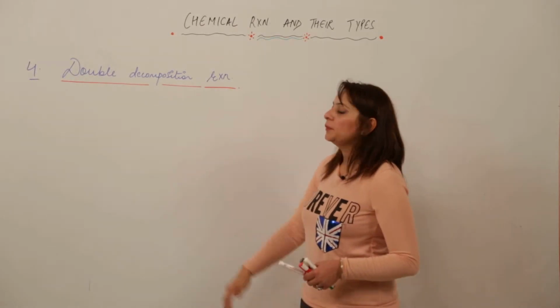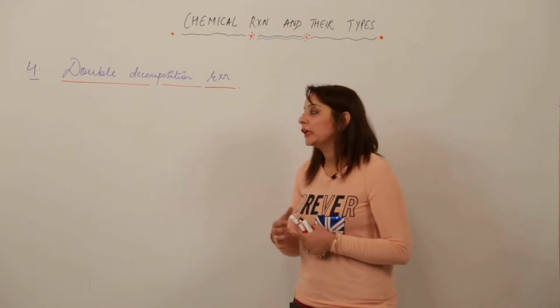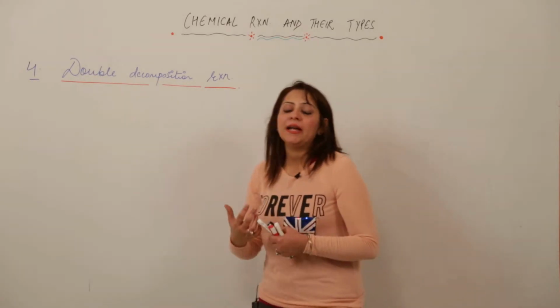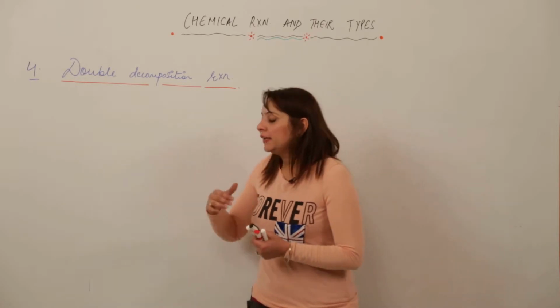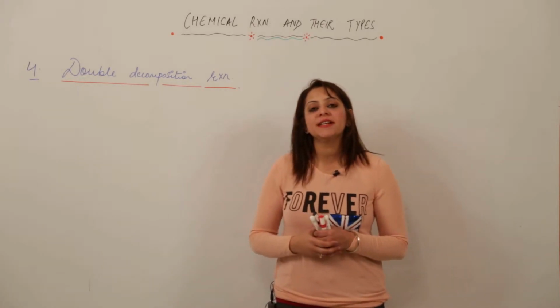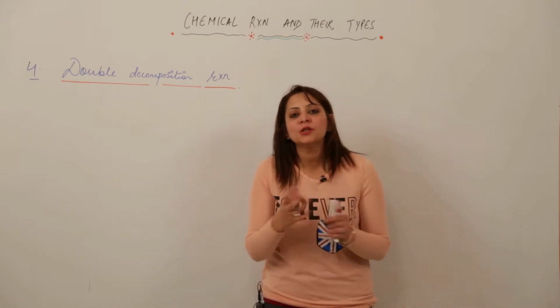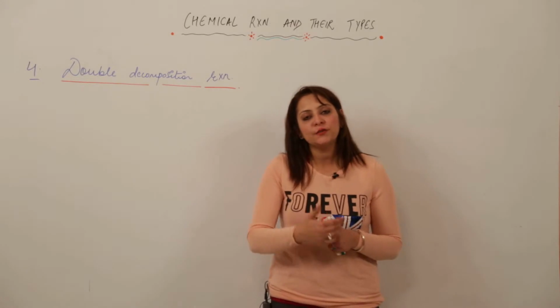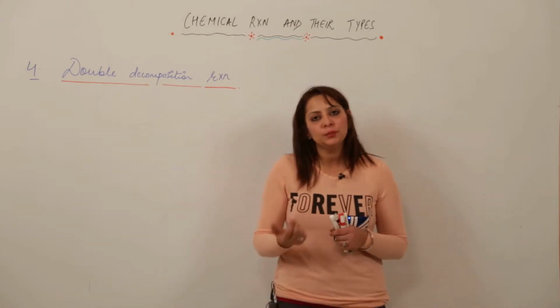Now we are taking up the fourth kind of chemical reaction, that is double decomposition reaction. It can be called a double displacement reaction as well, right? Because in a displacement reaction, as I told you, it is a reaction between an element and a compound in which displacement of metals or non-metals occurs. The more reactive displaces the less reactive, whether it is a metal or a non-metal. It is applicable in both cases.